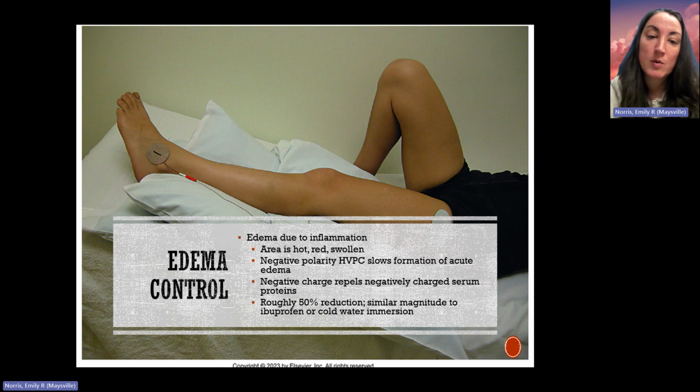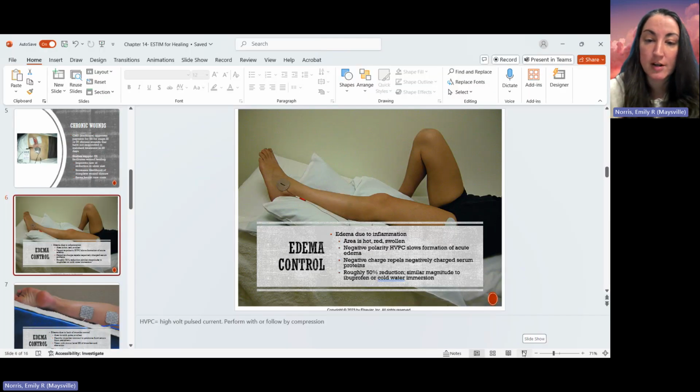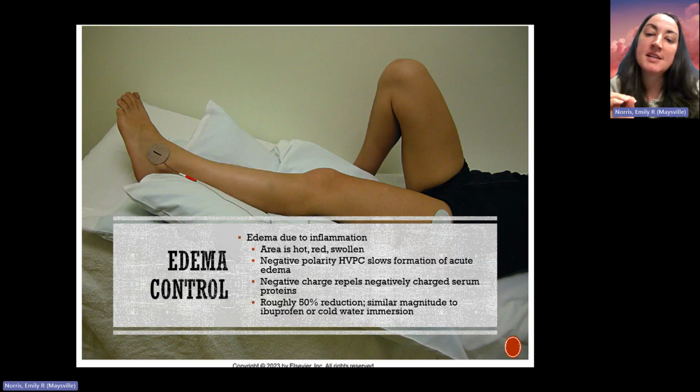With edema control, if the edema is due to inflammation, so if they're in those beginning stages of healing, if the area is hot, it's red, it's swollen, then you want to place that negative polarity. HVPC is high volt pulsed current. You want to place the negative polarity, high volt pulsed current over the area that's swollen in order to slow the formation of acute edema, in order to push some of the swelling out of the area.